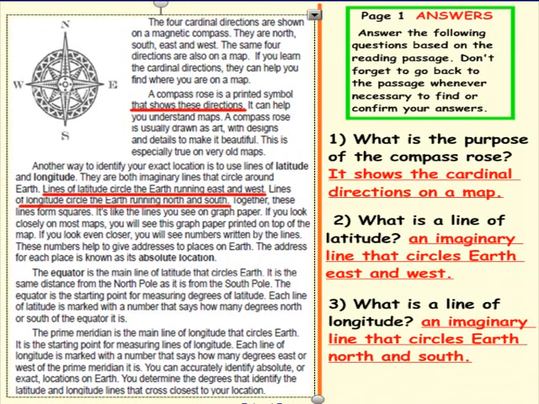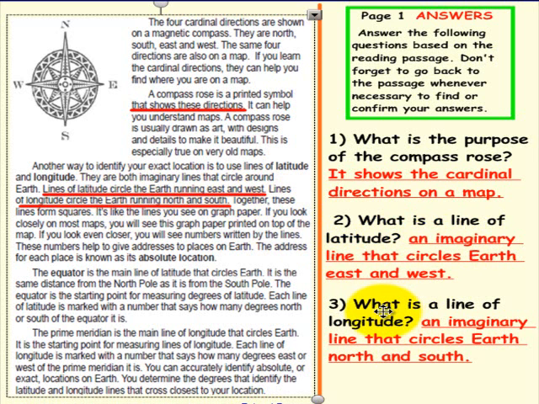Okay, here is what we have as the answer. Question 1. What is the purpose of the compass rose? It shows the cardinal directions on a map: north, south, east, and west. What is a line of latitude? An imaginary line that circles Earth east and west. Lines of latitude, right here in this paragraph, explain this concept.